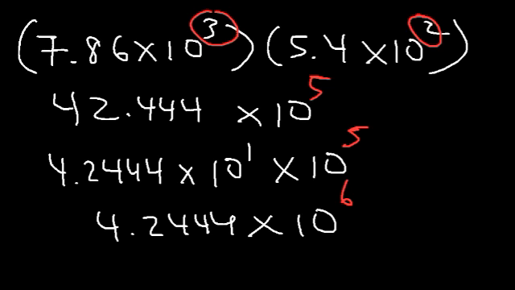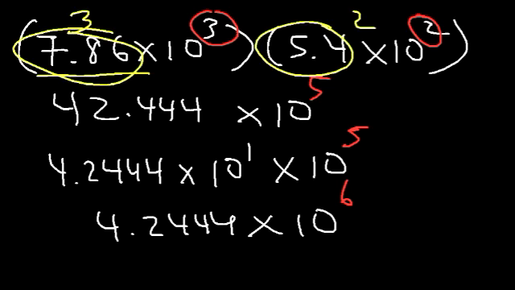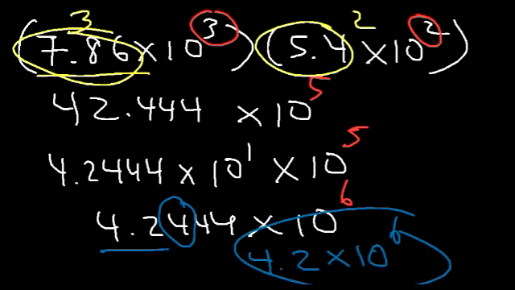Now, where should we round it to? So notice that we have 3 sig figs for this number, and here we have 2 sig figs. So the final answer should contain only 2 sig figs. Since the 4 is less than 5, we're going to leave it as 4.2 times 10 to the 6.